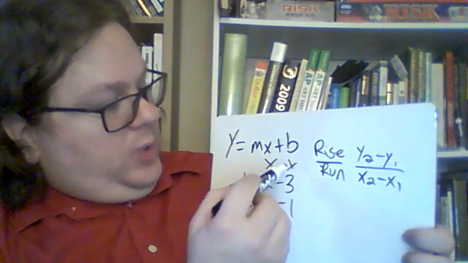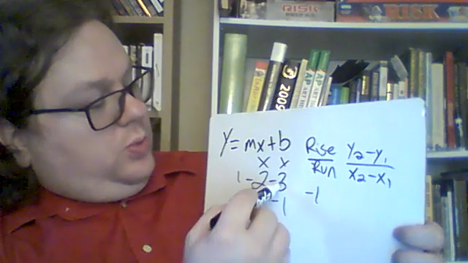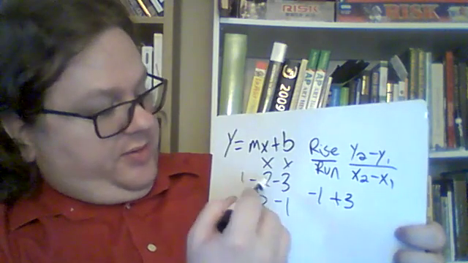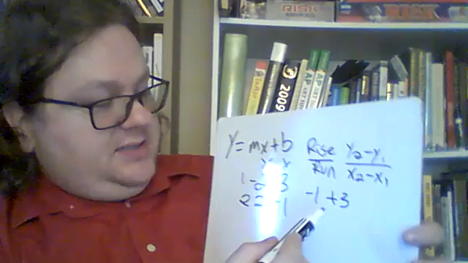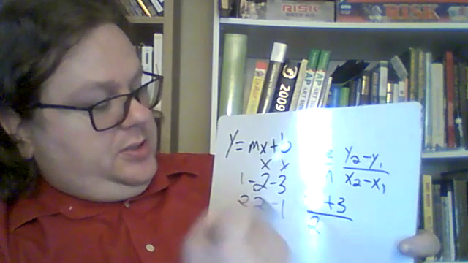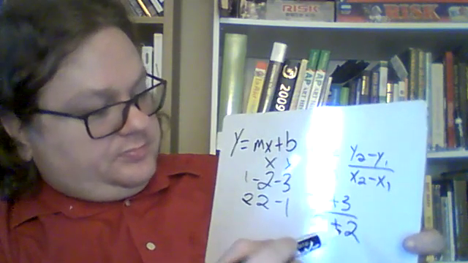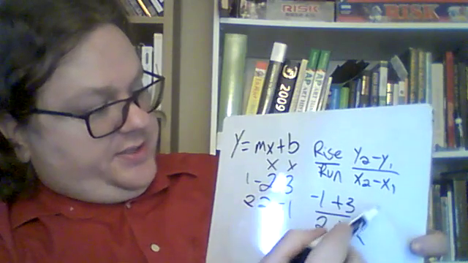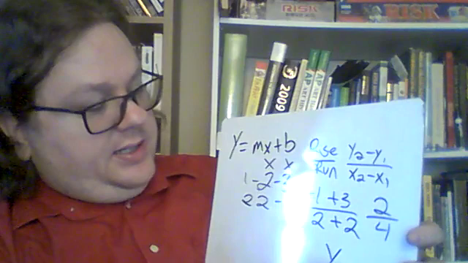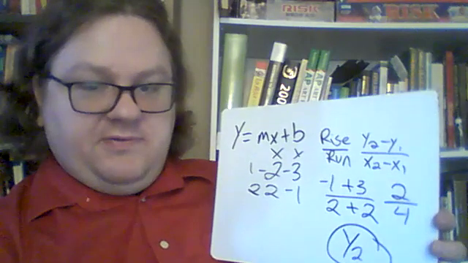So let's see, y2 is -1, minus y1 is -3, minus a -3 gives me a +3. Always remember, minus a negative is a plus. Divided by x2, which is 2, minus a negative 2. So that's -1 plus 3 is 2, over 2 plus 2 is 4. So my slope is 1/2, because 2 over 4 reduces to 1/2.